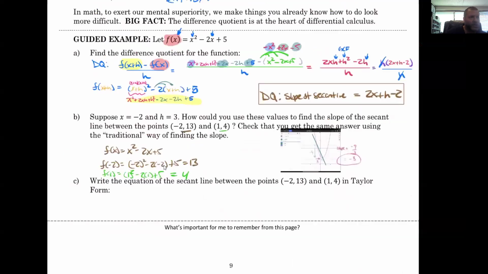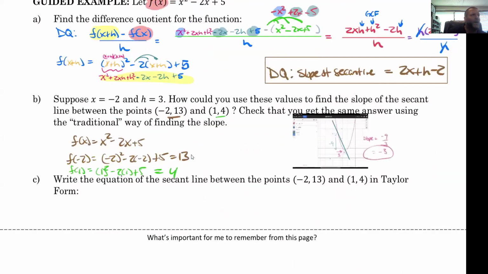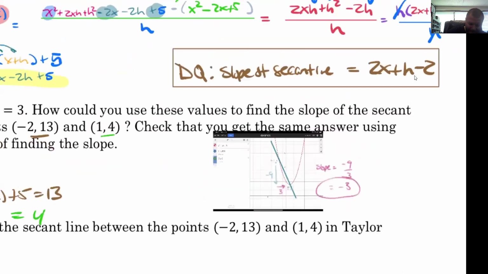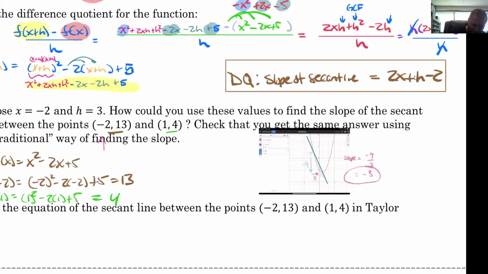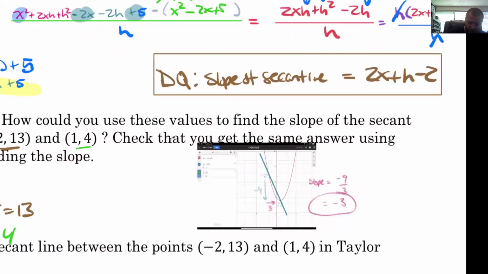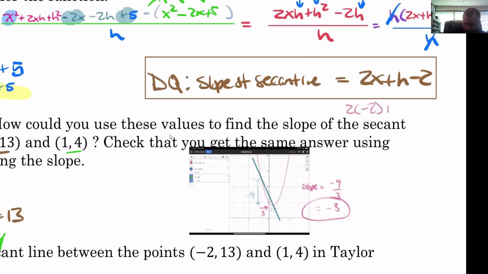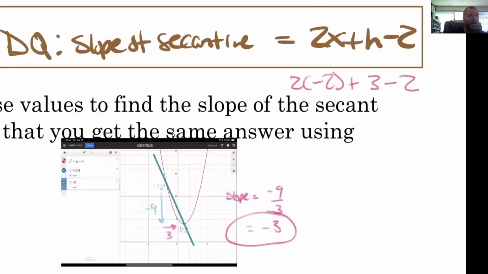Now, suppose I just wanted to find the slope using this difference quotient. Right, so my x value, if I start at -2 and I move over 3 units, again, -2 plus 3 in the x direction is going to get me to 1. So that's why my h is 3. So I get 2 times -2 plus 3 minus 2, right? So I get -4 minus another 2, so -6 plus 3. And just like magic, we get the same slope back out, right?